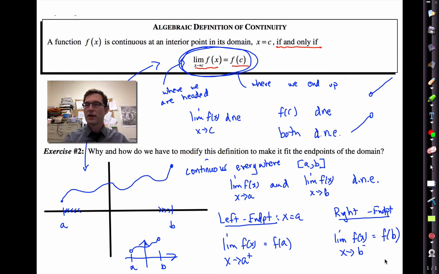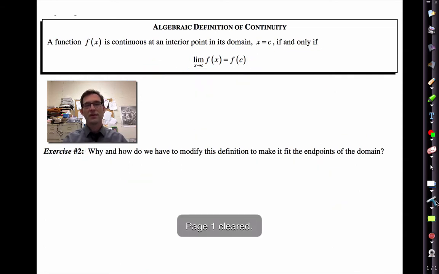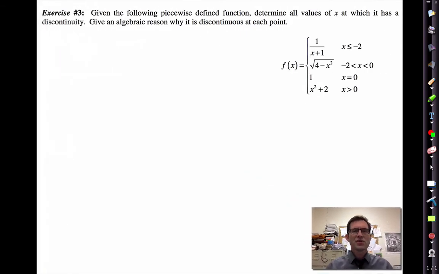All right, here goes the text. Let's take a look at the first problem where we apply this definition. Exercise 3. Given the following piecewise defined function, determine all values of x at which it has a discontinuity. Give an algebraic reason why it is discontinuous at each point. All right. Ooh, look at this piecewise function. What we're going to do is take each formula a little bit at a time and think about it.